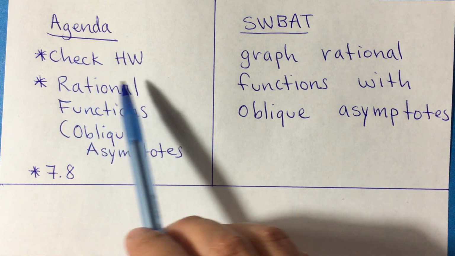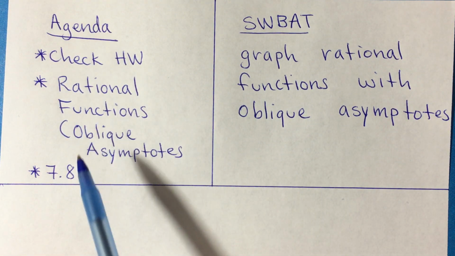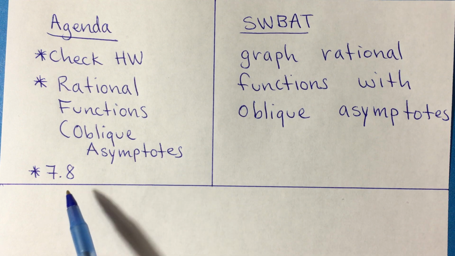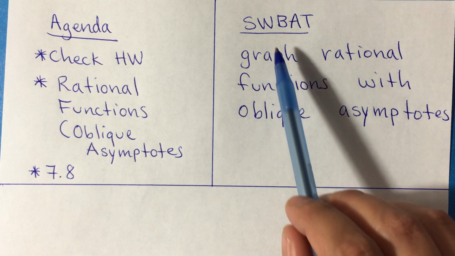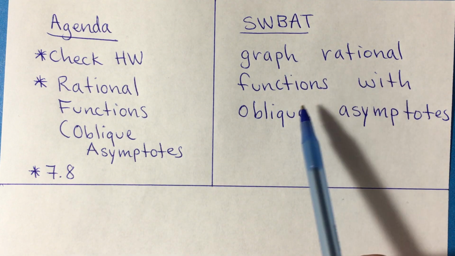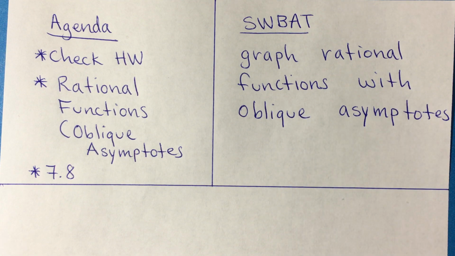Students, today's agenda is to check homework. We'll be graphing rational functions with oblique asymptotes, and you will be able to do 7.8. Today, students will be able to graph rational functions with oblique asymptotes.